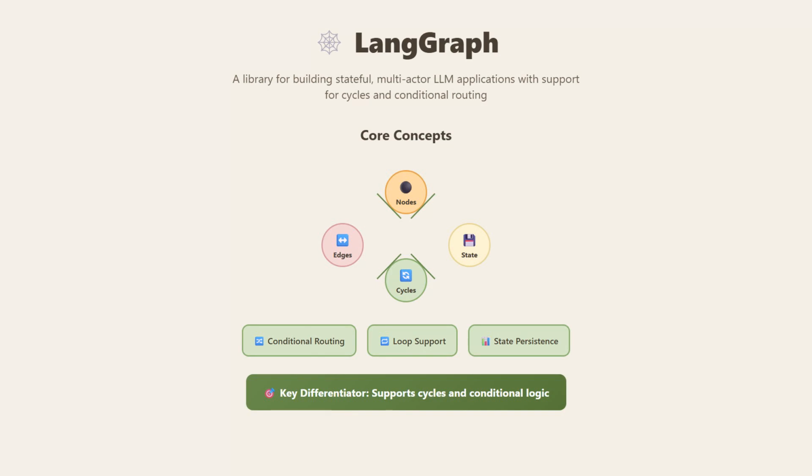State is a shared data structure that persists across all nodes and gets updated as execution progresses. And perhaps most importantly, you have cycles, which allow the execution to loop back to previous nodes based on conditions. This is the key differentiator from LangChain. LangGraph supports cycles and conditional logic natively, meaning your application can iterate, refine its answers, and make dynamic decisions about where to go next in the execution flow. This opens up a whole new world of possibilities for complex agent behaviors.